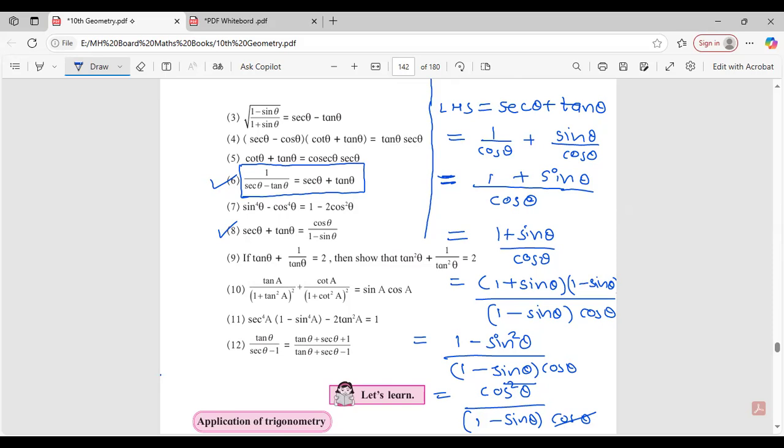Done with it? One minute, writing. You just note it down.